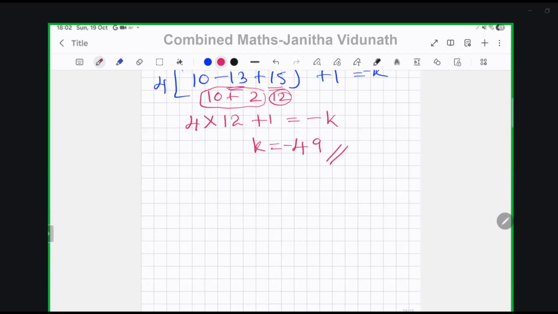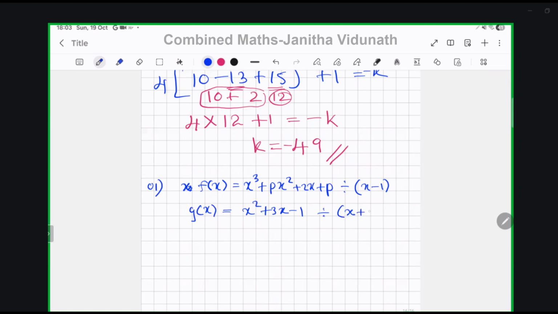Now I am going to solve the first question from the second set of questions. Okay. Here they have mentioned that our f(x), that means x cube plus px square plus 2x plus p, is divided by x minus 1, and g(x), x square plus 3x minus 1, is divided by x plus 1.